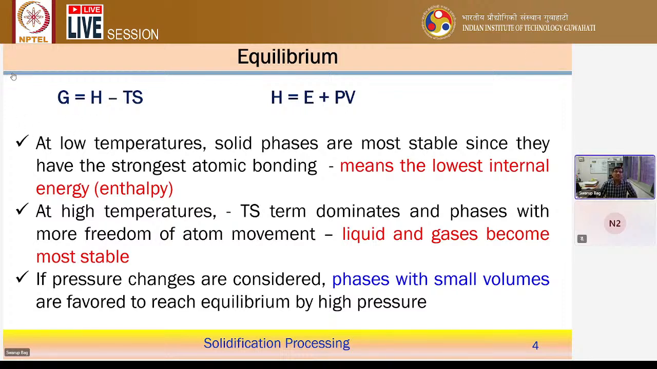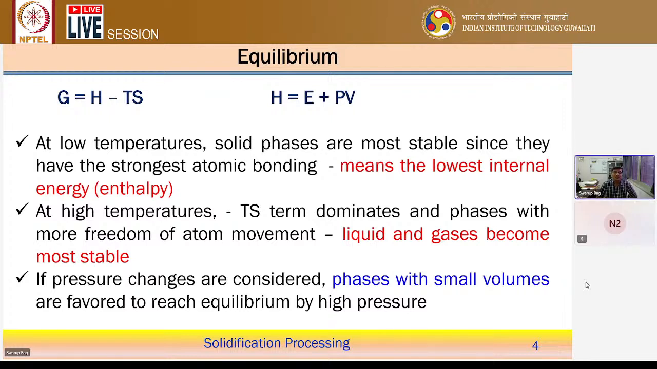G = H - TS, of course, this we know as the expression of the Gibbs free energy, and enthalpy H = E + PV. E is basically the internal energy of a system, and P and V are the pressure and volume of this particular system.